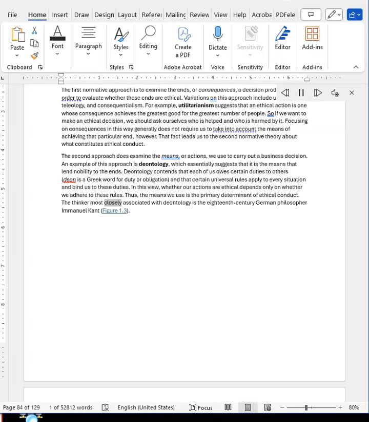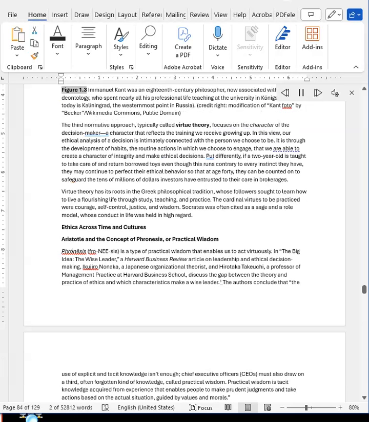The thinker most closely associated with deontology is the 18th century German philosopher Immanuel Kant, Figure 1.3. Figure 1.3 Immanuel Kant was an 18th century philosopher now associated with deontology, who spent nearly all his professional life teaching at the university in Königsberg, which today is Kaliningrad, the westernmost point in Russia. Credit right. Modification of Kant photo by Becker/Wikimedia Commons, public domain.